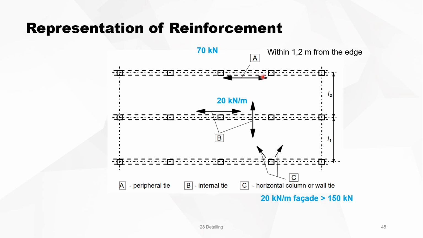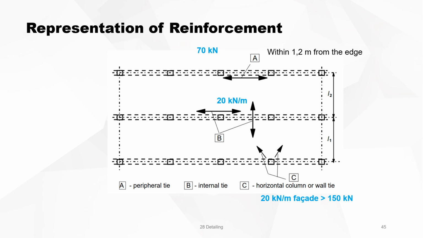The chainage reinforcement on the facade should be able to take 70 kilonewton and must be situated within 1.2 meters from the edge or from the facade. In the middle, when it's not a facade, it's 20 kilonewton per meter. So the chainage reinforcement is important for the total stability of the building.